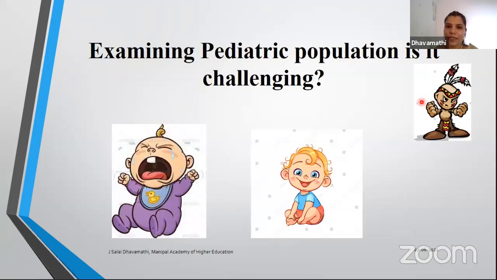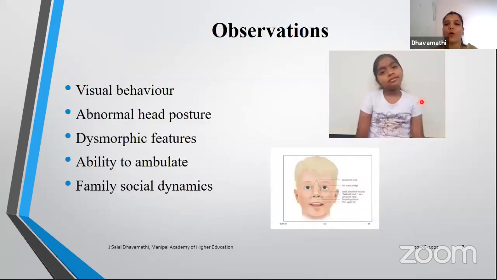When a child enters the clinic, you should always do an observation. The examination begins with the observation of the child when he or she enters the room. You should examine their visual behavior, any abnormal head posture, whether the child can move inside the room happily or needs someone's help, any dysmorphic features, ability to ambulate, and family social dynamics. So how the child is mingling with the family members. You should observe the child first, and then comes the history.